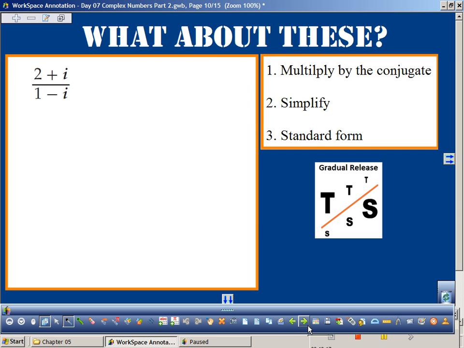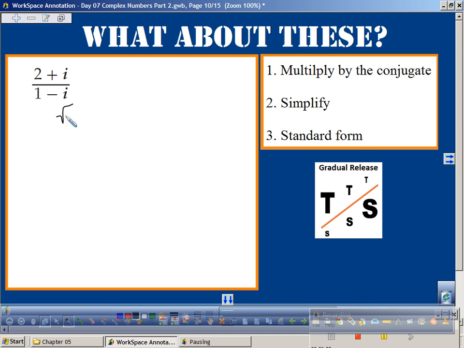Let's try this one. Okay, go ahead and write it down. We're going to go step by step together. All right, so let's try the same thing, same strategy, but we've got it with I. So this is really this, right? So we can't have a radical in the denominator. So in order to do that, we need to multiply by the conjugate. So what's the conjugate of 1 minus I? 1 plus I.